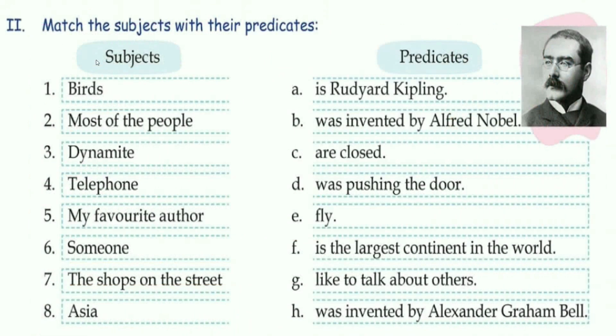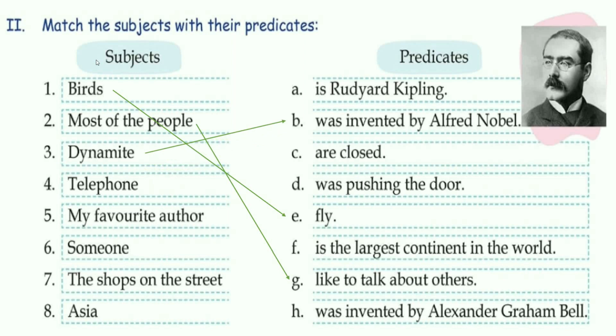Okay, Roman number 2 is match the subjects with their predicates. It is very interesting. Let's match the answers, children. Correct statements: Birds fly. Most of the people like to talk about others.